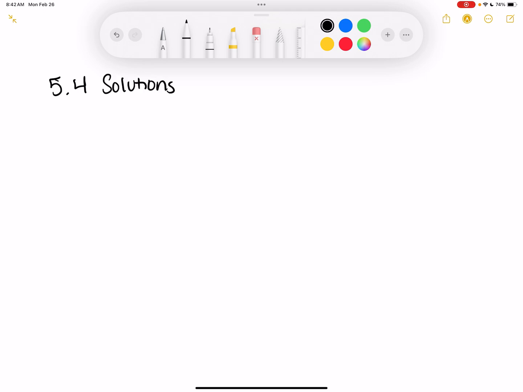5-4, solutions and applications of right triangles. All right, so as I mentioned on Friday, this section is word problems to an extent, but it's also some just solving triangles with them giving you units.